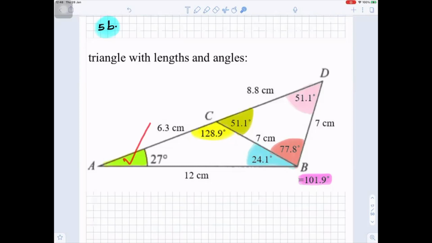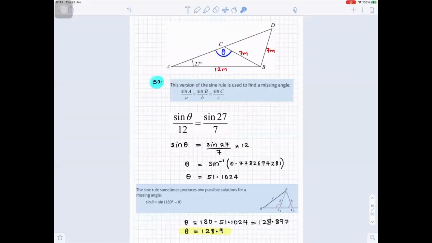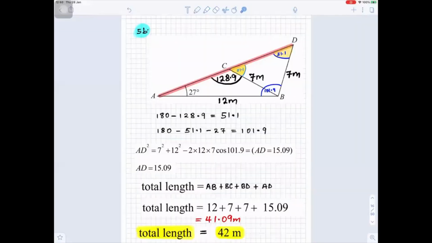You know it's 27 plus 51.1, it'll give you this one. And 180 minus 128.9 will give you 51.1. So that's the complete answer for question 5A, and that's the complete answer for 5B. You will get 41.09 meters, so you would buy 42 meters.